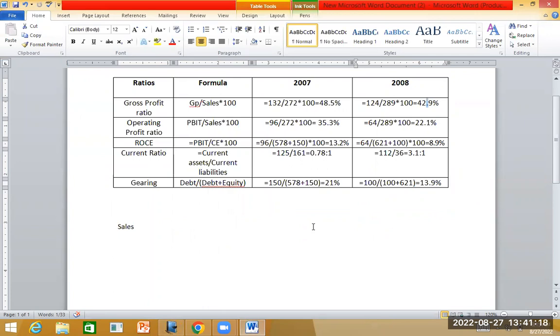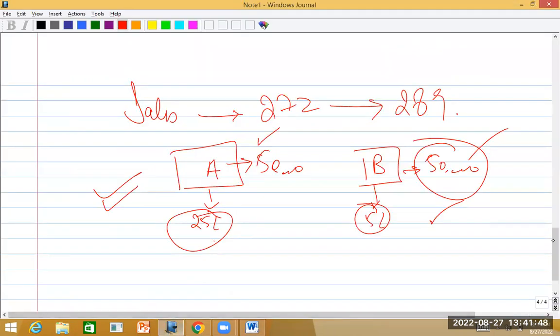So the next paragraph should be on the basis of the operating profit ratio, which has also reduced, but by more than the gross profit, because the gross profit has reduced by 5.6%, but the operating profit by 13-14% has declined. So why has the operating profit margin declined over the year?